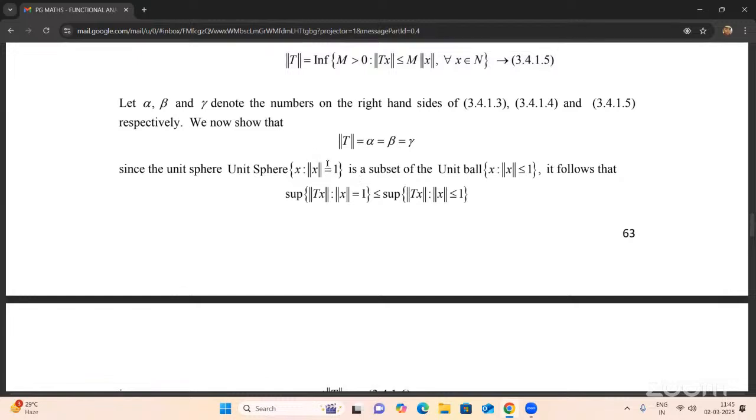This is called the unit sphere. It is a subset of the unit ball. Unit sphere or unit ball, open ball or open sphere, whatever it is, it is completely based upon the interval of the system.